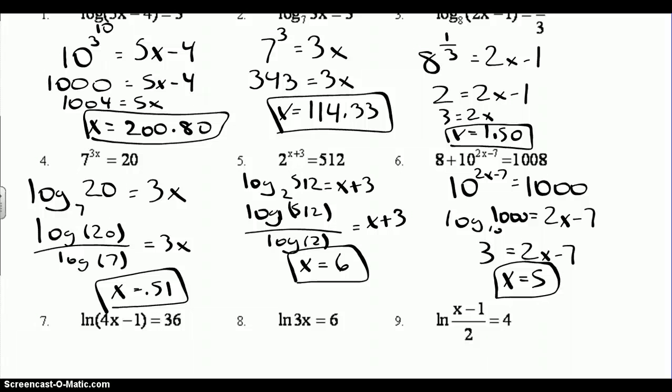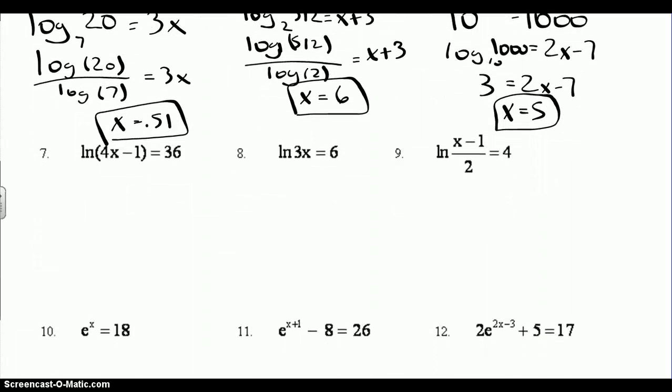Okay, now we're moving down to problem 7. Natural log of 4x minus 1 equals 36. Now remember that a natural log is a logarithm with base e. So there is a base here, and I'll write it for this one. I will not write it for the rest of them. Okay, it's log base e.